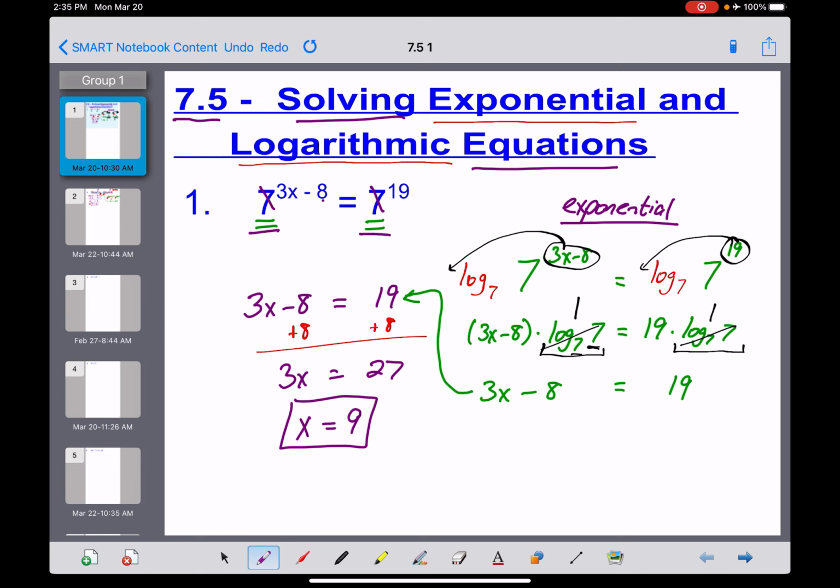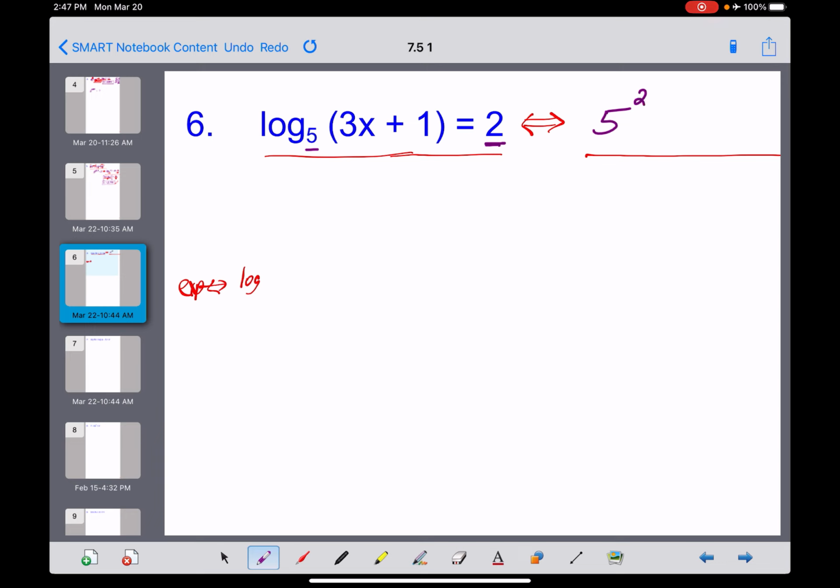So what's the base of this exponent going to be? The same as the base of the logarithm, which is 5. It gets taken then to this power right here, 5 squared, and it equals this number right here, which is your product, 3x plus 1. If you guys are fluent at translating back and forth between exponents and logarithms, then most of these problems are pretty straightforward.